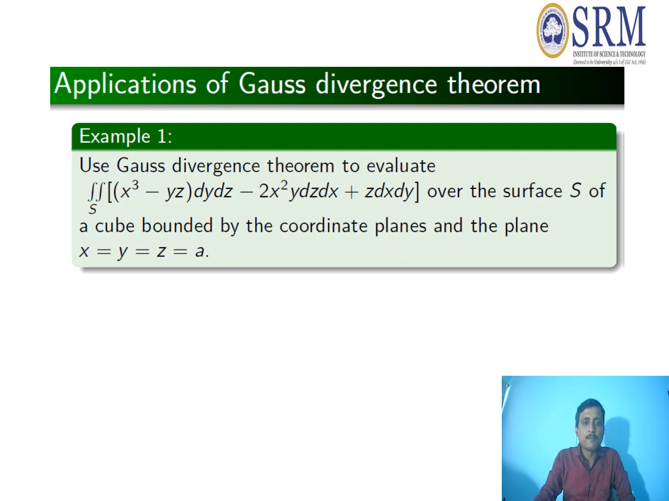So this is the first question, which is on the Gauss divergence theorem. Use the Gauss divergence theorem to do this surface integration in terms of the volume integration over the surface S of a cube bounded by the coordinate planes and the planes x = y = z = a. It is given as a surface integration, but we will convert it to a volume integration and evaluate it accordingly.